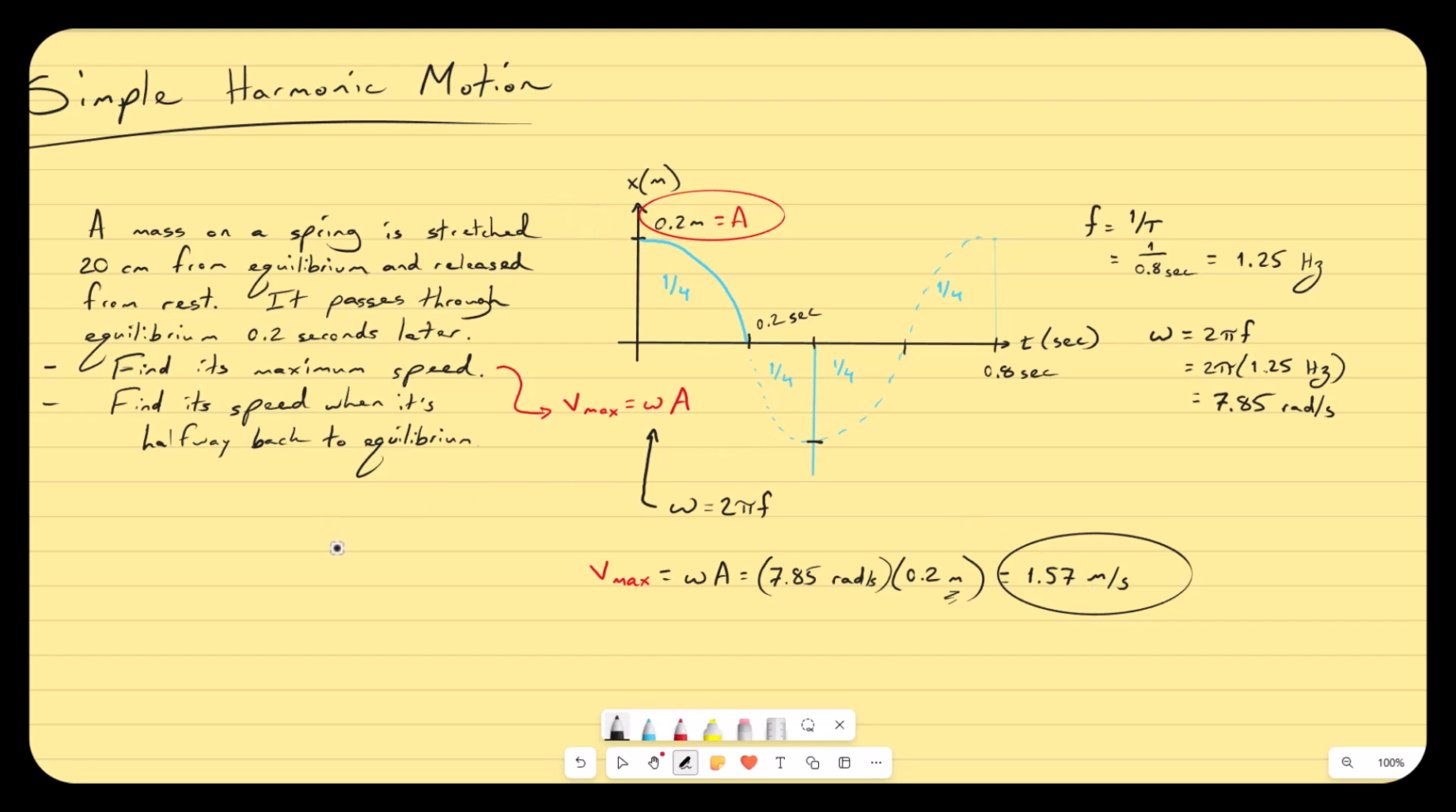Finding the speed when you're just halfway back to equilibrium, the temptation there is to say, well, if it's 1.57 here, it's probably 0.785, which is half of this, 0.785 at the midpoint.